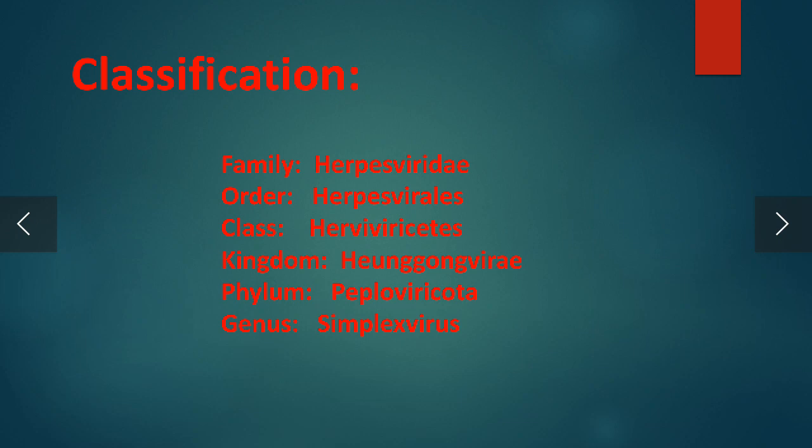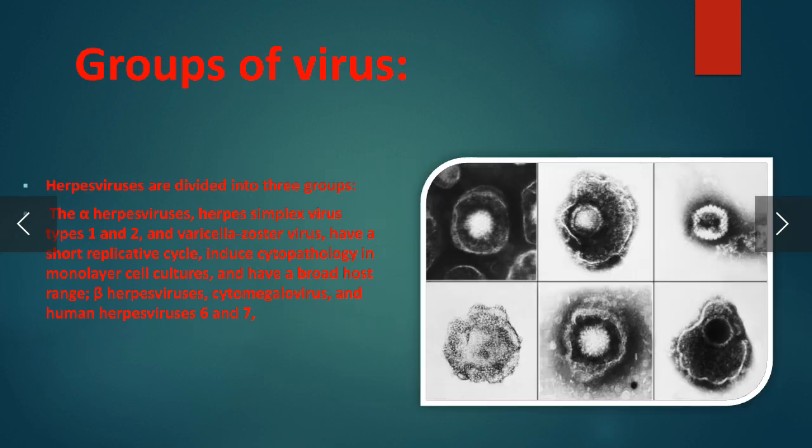Classification: here the family, order, class, kingdom, phylum and genus simplex virus. Group of virus: herpes viruses are divided into three groups: alpha herpes viruses, beta herpes viruses. You can see here the diagram of viruses.